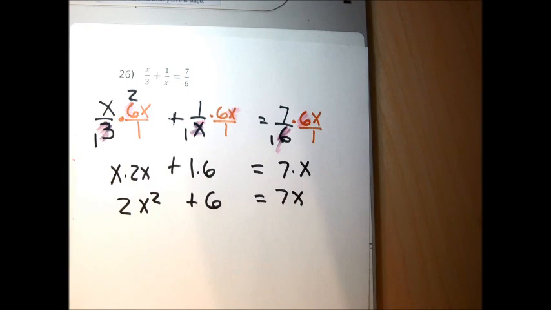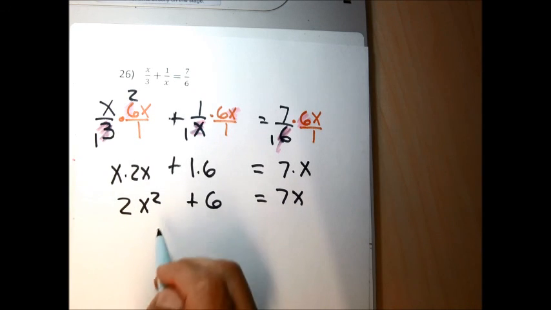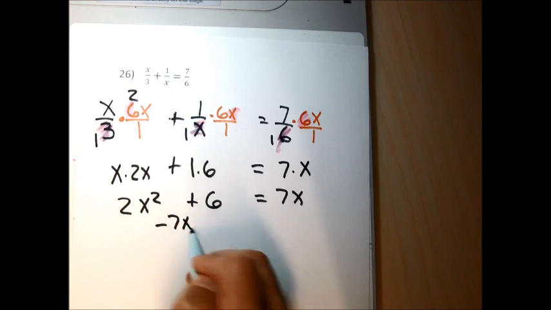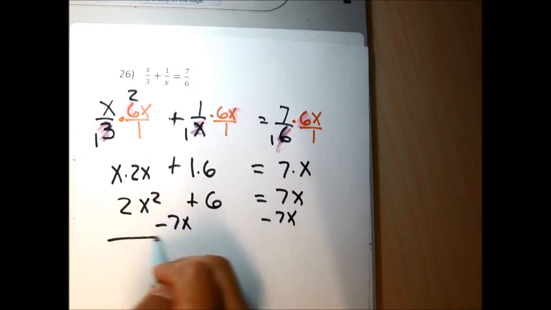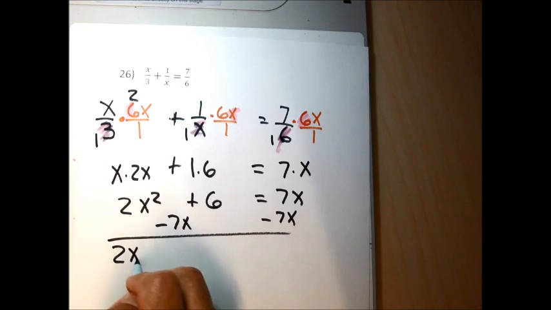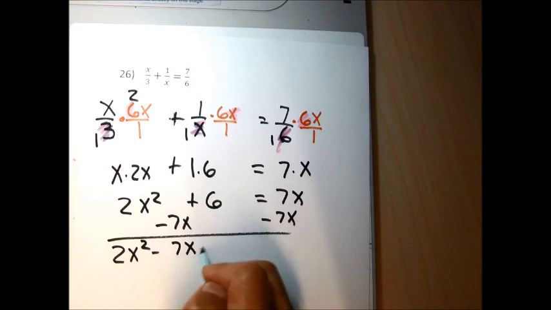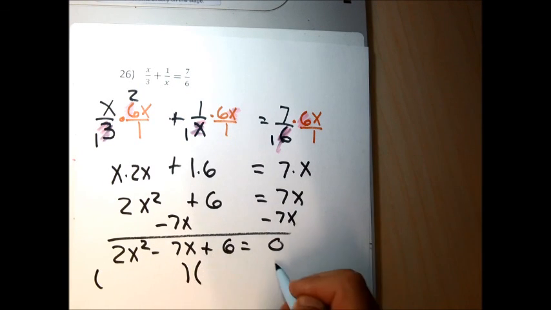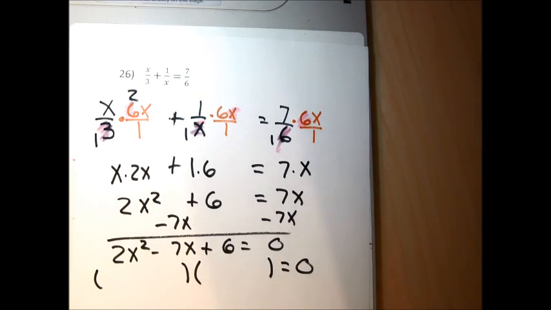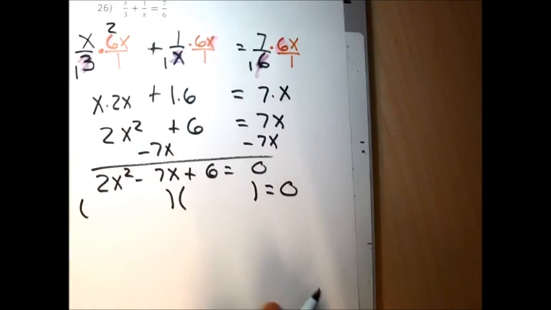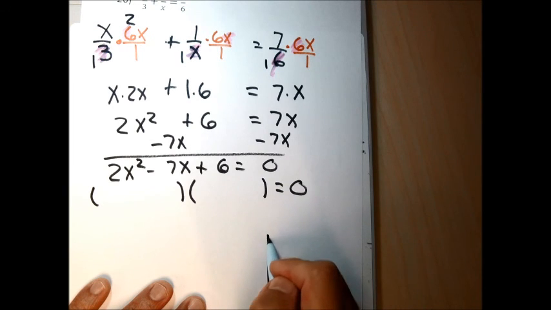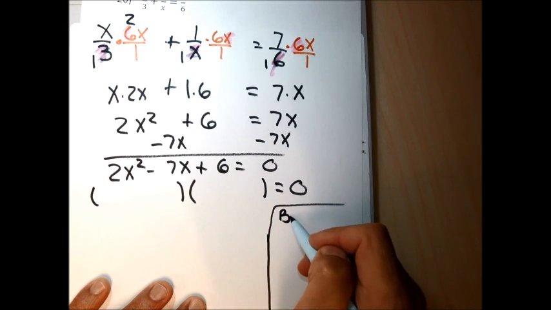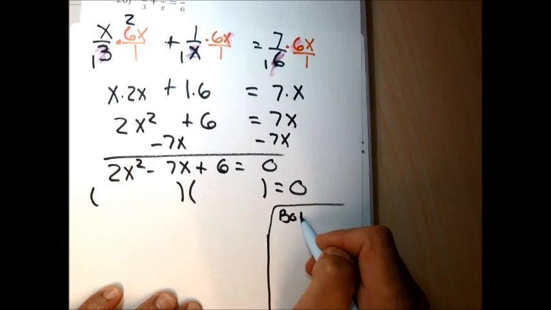Now I have a problem that has an equal sign and a square, so I probably need to set it equal to 0 and solve by factoring. So I'm going to subtract 7x from both sides and get 2x squared minus 7x plus 6 equal to 0. And then what I'd like to do is make the left side into 2 parentheses. And in order to get it there, I'm going to do bottoms up factoring. I'm going to do that right off to the side here. So here's my bottoms up factoring because of the 2 in front of the x squared.